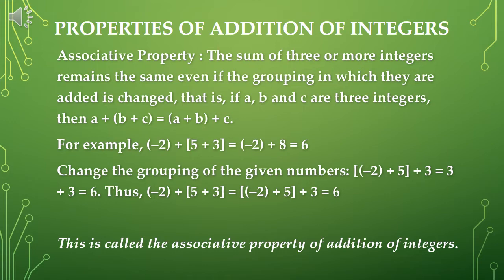So the way we are adding, it depends, and both the ways are equal. In whichever way we add the integers, the answer will always remain the same. So the answer of both the patterns is equal to 6 only. So this is called the associative property of addition.